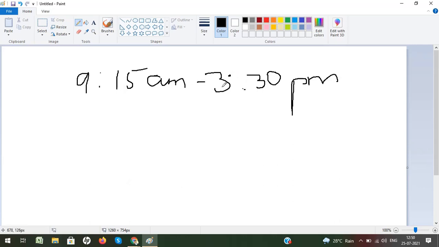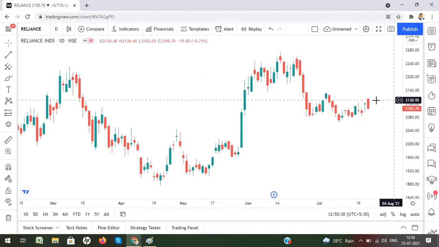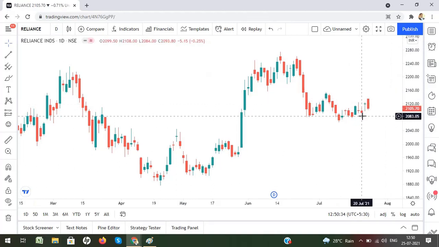So from 9:15 a.m. to 3:30 p.m., this is my first open price, and this is my 3:30 price, which is the closing price. Between 9:15 and 3:30, whatever is the high point and the low point, I get my open, high, low and close prices, on which a Japanese candlestick can be constructed. So the time frame that you are looking at is a 1 day time frame, and each candlestick represents 1 day's price action.